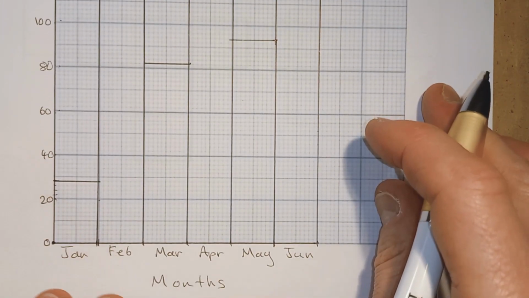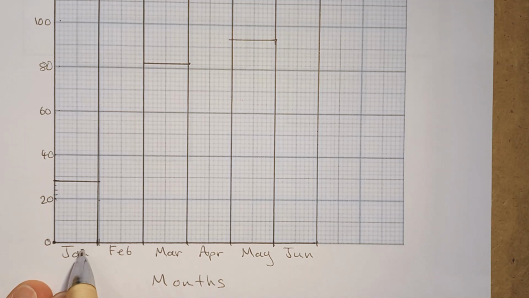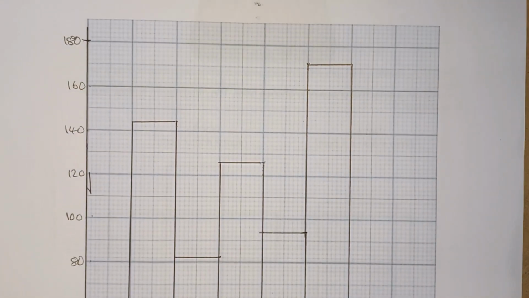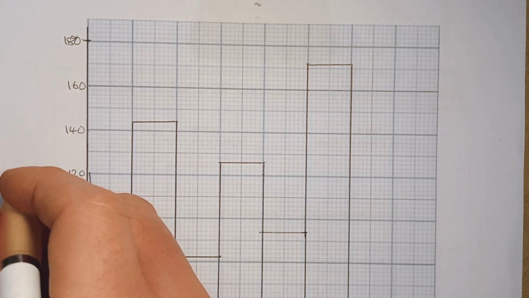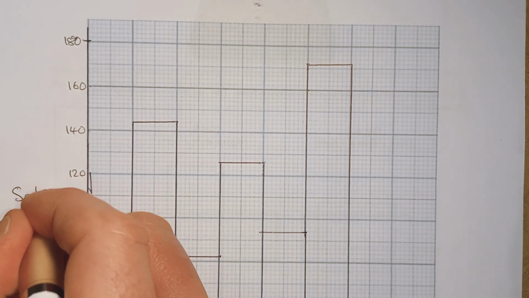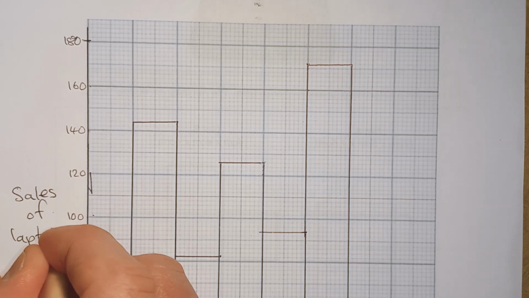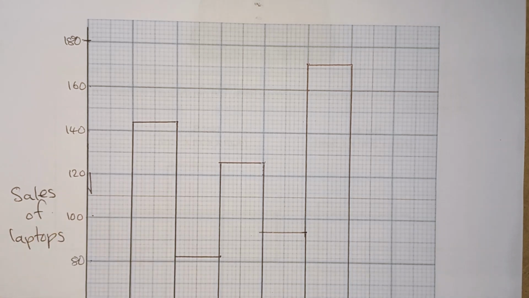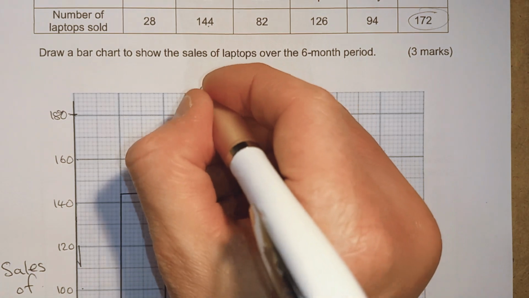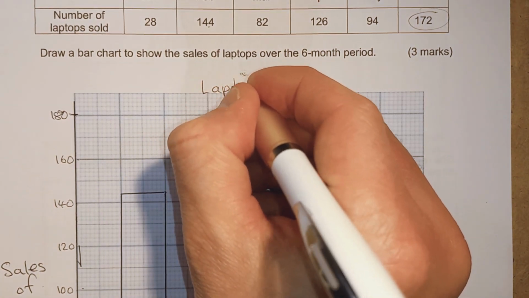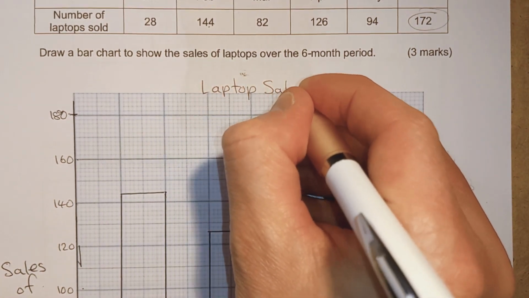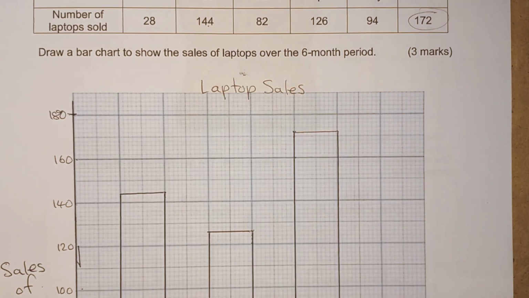Okay, so we've drawn the bar graph. We've got the label here and the months. We haven't got a label over here yet. This is sales of laptops. Need to make sure that this is in. And we want some sort of title, so we can just put laptop sales. Just need to describe what it's showing.